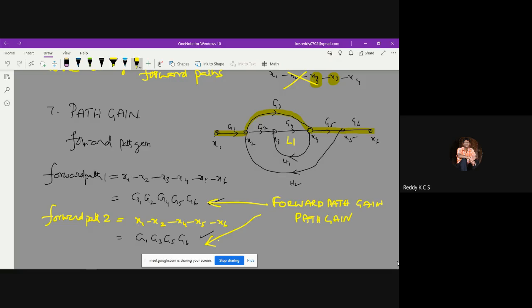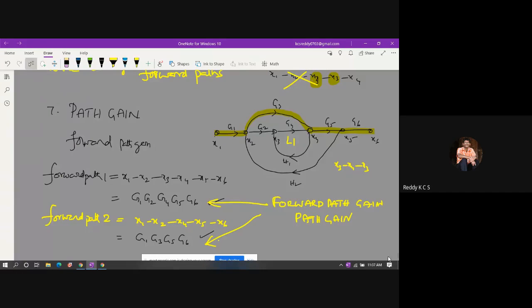If I write x3 to x4, x3 to x4, then x3 is one feedback loop. So g4 into h1, all the branch gains, if I multiply them in that loop, is called a loop gain. So that is loop gain and path gain.